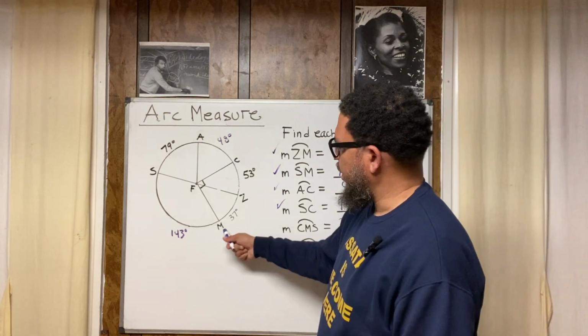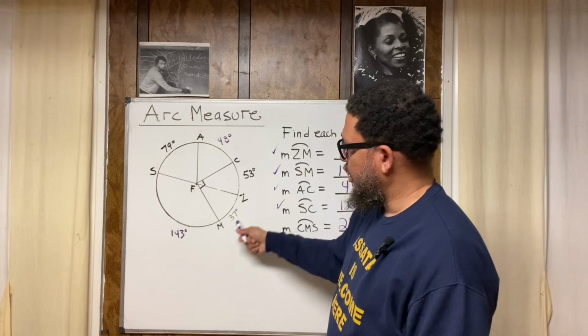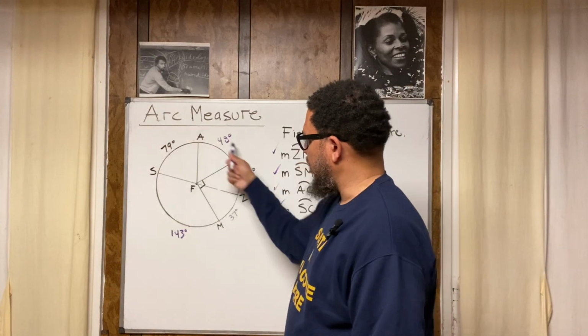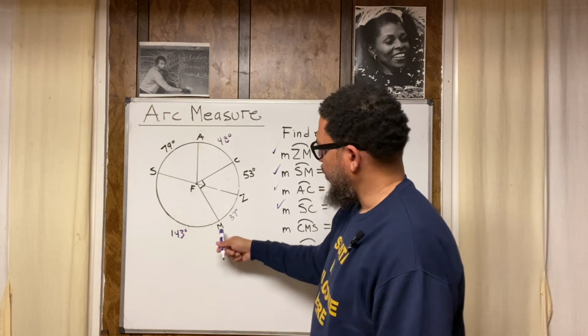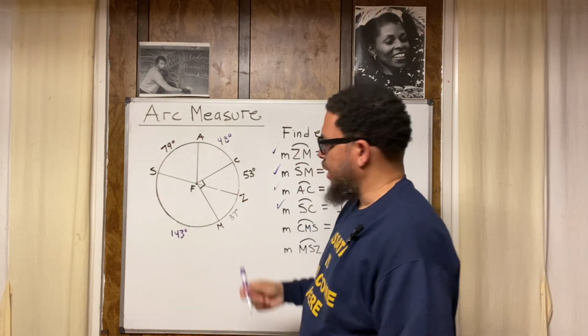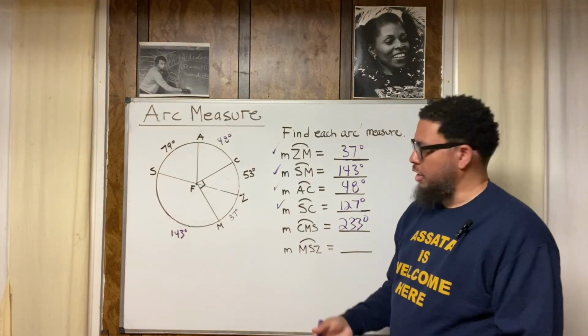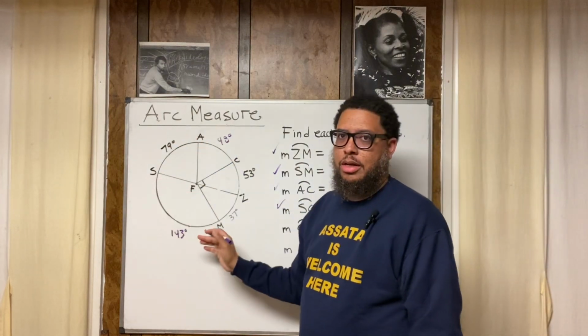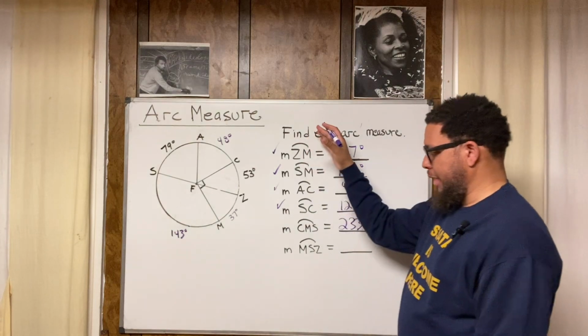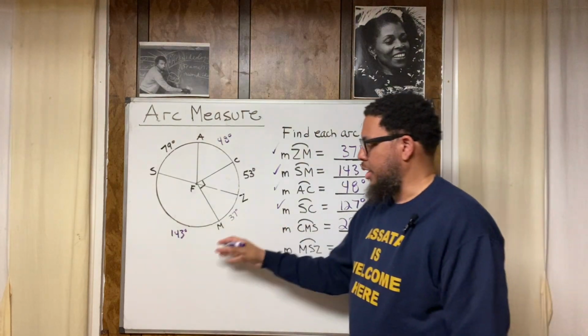MSZ. Where's that at? M. I'm not going this way because I've got to follow the order of the letters. M to S all the way around to Z. Right? So this arc plus this arc plus this arc plus this arc. And so don't you see how it was a good idea for us to figure out all the individual arcs on the circle up front? And now when it comes time to answer the questions, we can just combine them.